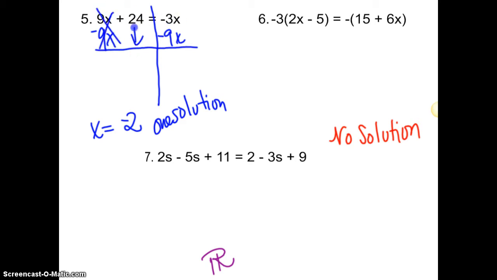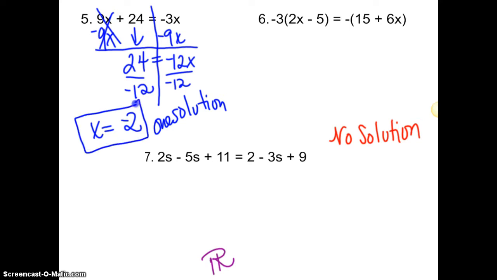And so I drop down my 24 equals -12x. And how do I undo that? -12 times x. Got it. Divide by -12. And so 24 divided by -12 is -2. But Mrs. Beaver, you wrote it on the wrong side. Good point. It doesn't matter, as long as you get the x on one side and the -2 on the other. And we've got one solution.